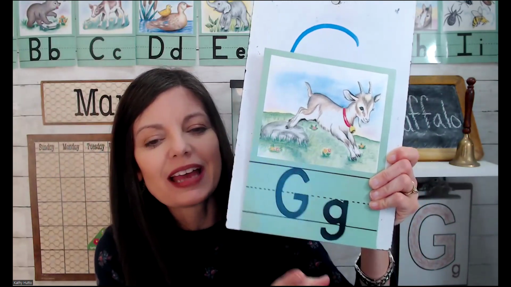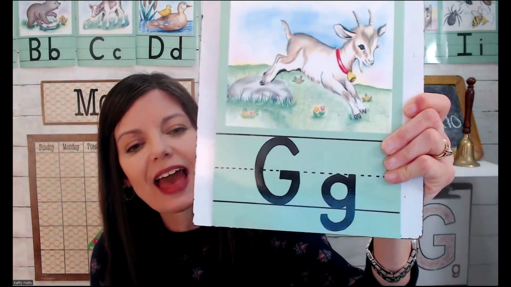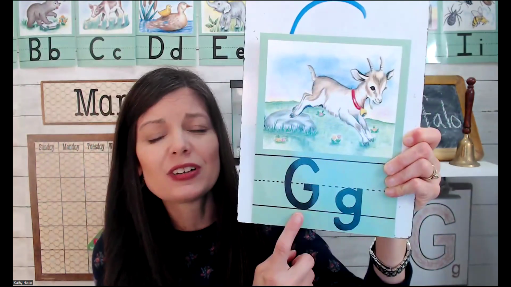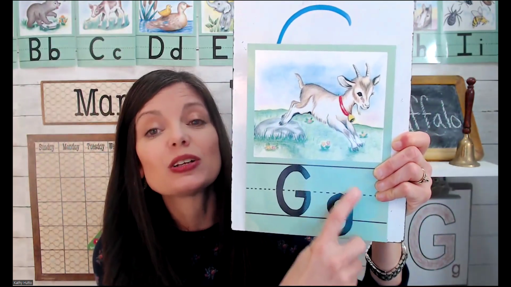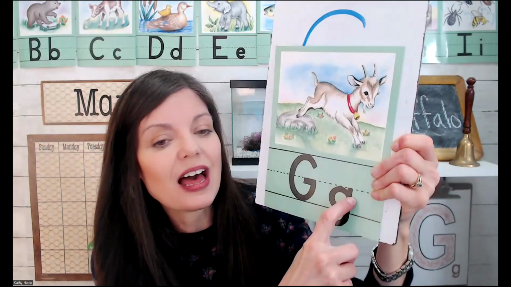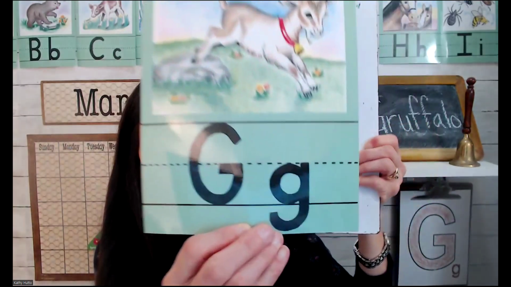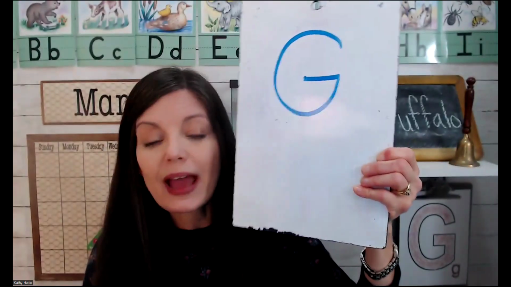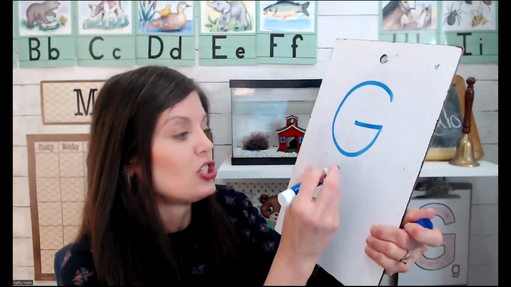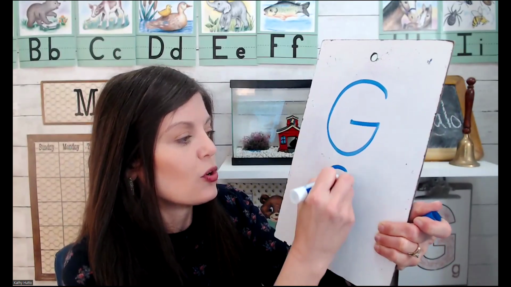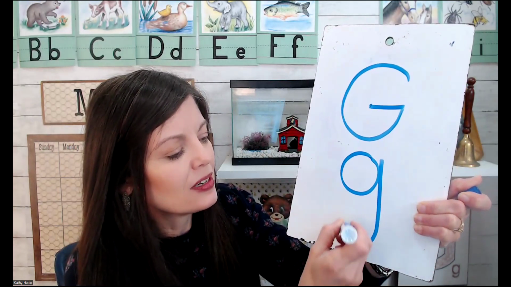Well, every letter has two, an uppercase and a lowercase. Uppercase, lowercase. Lowercase G looks like that. They look very different, don't they? Lowercase G looks like a circle with a line that comes down and curves around. Let's practice writing a lowercase g. Make a circle and then a line that comes down and curves around.